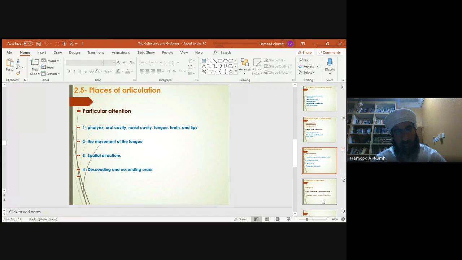Let's move to the places of articulation. The discussion of the number of places of articulation was associated with extensive details about these places of articulation in Arabic. The ancient grammarians gave this topic particular attention since it is an essential basis for the accurate pronunciation of the Arabic sounds. The overall methodology of the classical Arabic grammarians for studying the places of articulation can be considered.